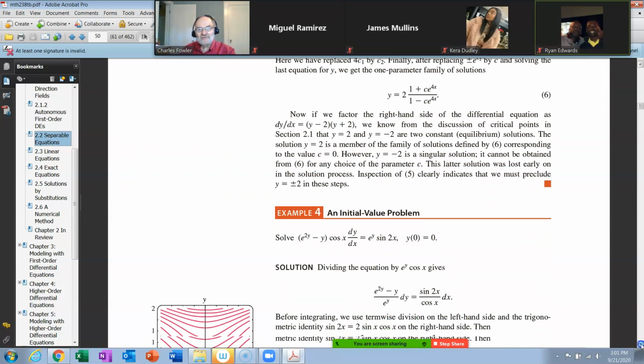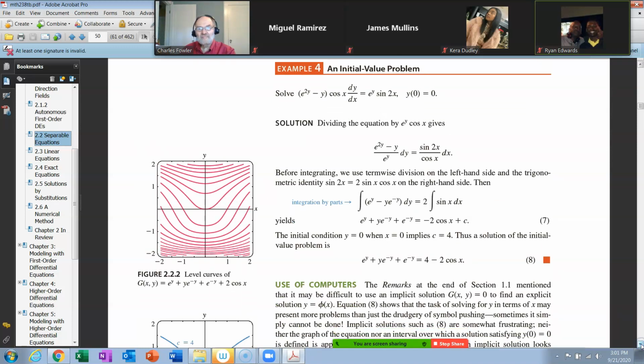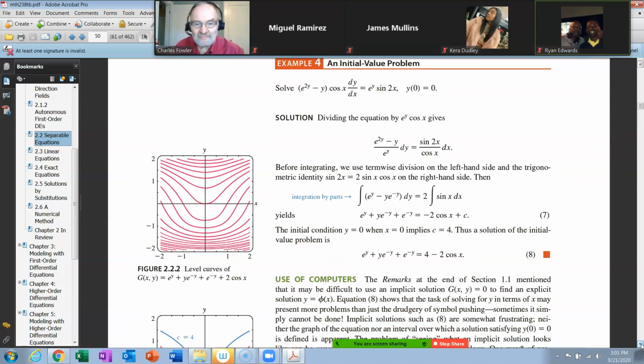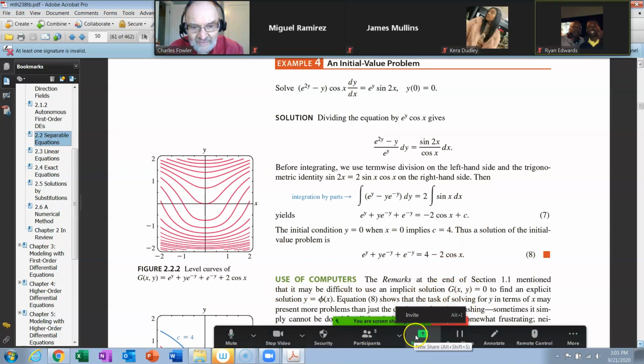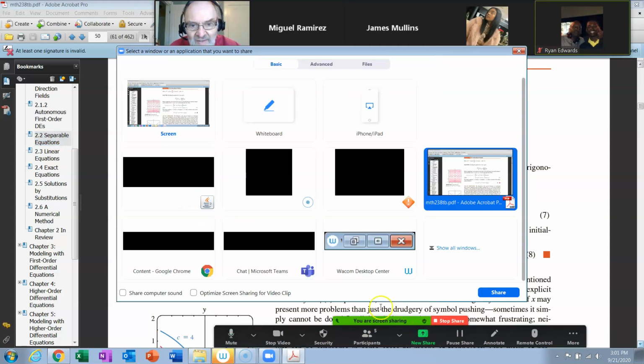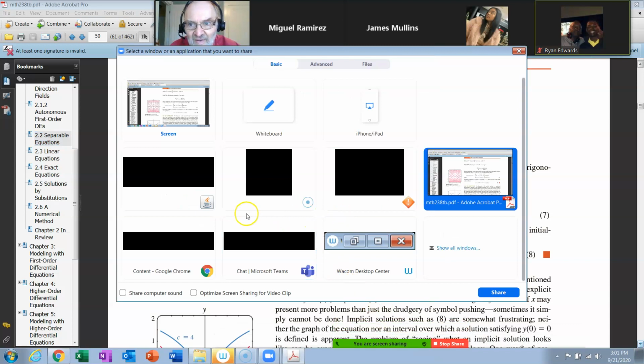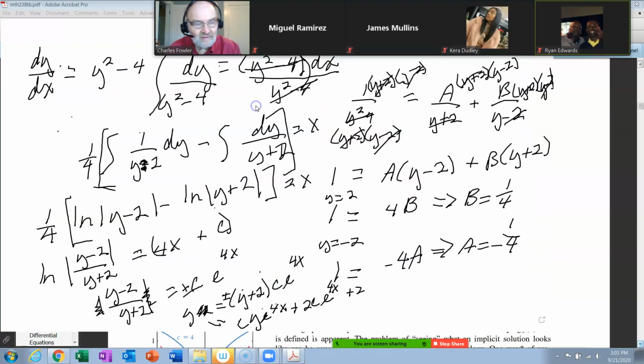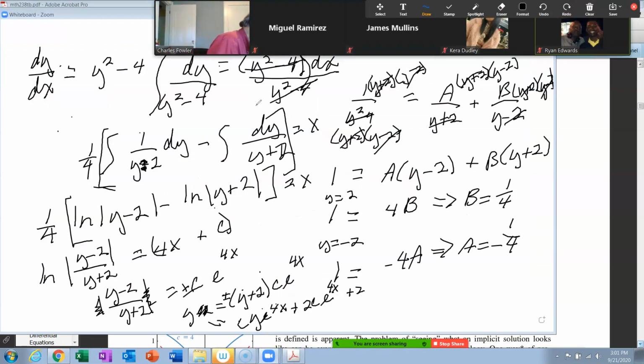Now, let's move on to example 4. I think what I'll do is go back to the whiteboard here, and we'll work this one out. If I can get this to show up. Okay. Now, we still got, yeah, we got 4 students. We're only missing Jemanuel.